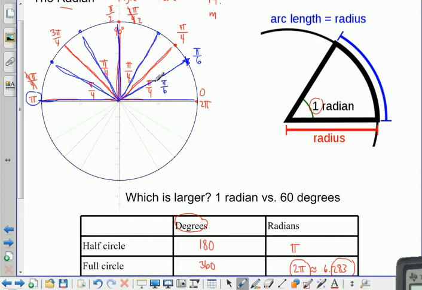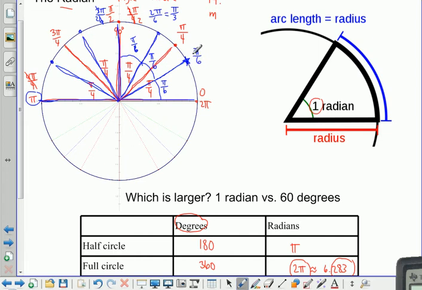So I take that, that's pi over 6 here, add another pi over 6, and you get 2 pi over 6, which reduces to 1/3 or pi over 3. Adding another pi over 6, you're going to get 3 pi over 6, which reduces to 1/2 again. It better reduce to 1/2, otherwise we're not counting right, or not dividing right.